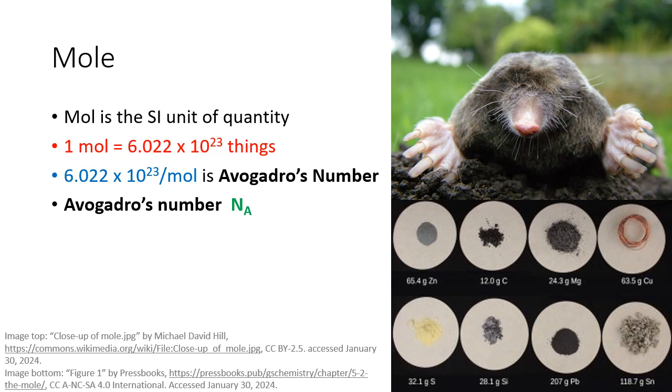Anyway, in chemistry, the mole is the SI unit of quantity. In fact, the mole is sometimes called the chemist's dozen. A dozen is also a unit of quantity, and it's one that is much more easily visualized. The mole represents 6.022 times 10 to the 23rd things. That's a lot.